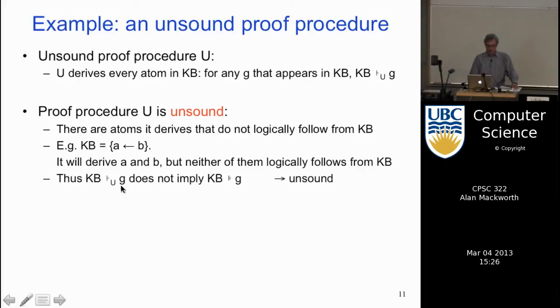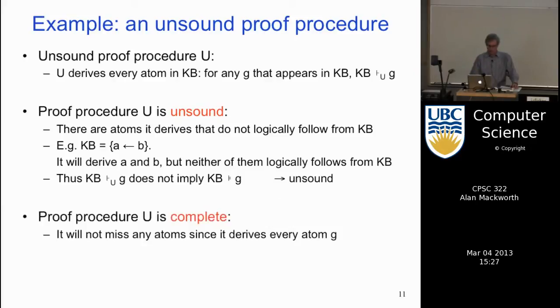So if it's derivable, it doesn't imply that G logically follows from it, so it's unsound, right? A and B do not logically follow from this knowledge base, because there are interpretations in which it's false. So the proof procedure U is complete. Of course it's complete, because it says every possible atom is a theorem.